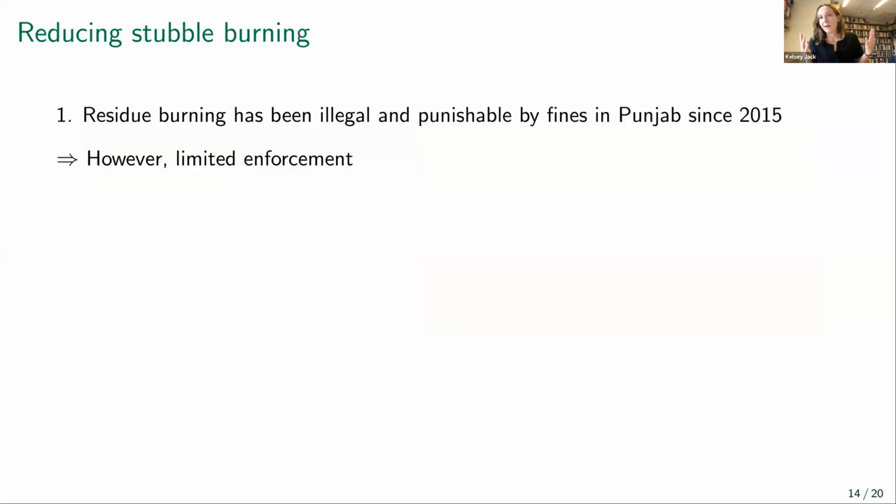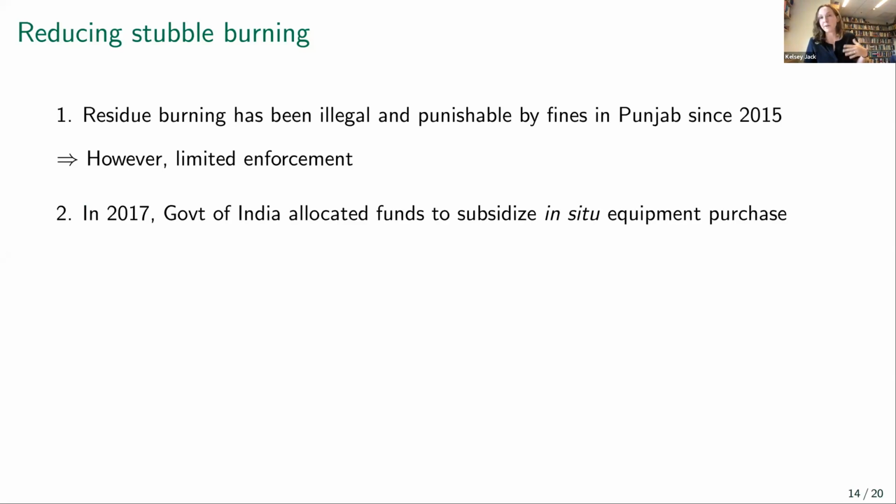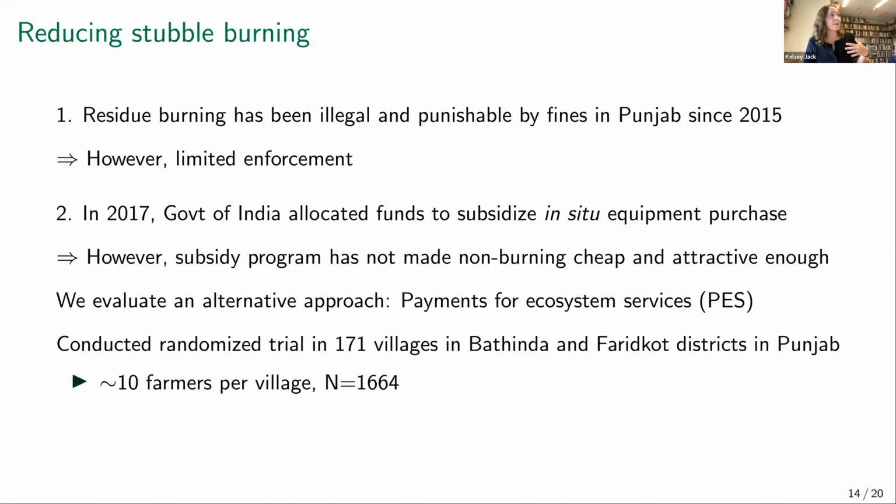This is a topic that the Indian government has tried to address for quite a long time. There are bans, there are subsidies for different alternatives to burning. For the most part, these approaches really haven't been terribly effective. And so what we wanted to do in this project is evaluate an alternative, which is a payments for ecosystem services type of approach, basically trying to subsidize, realizing that from the farmer's perspective, it is costly to do something other than burn. And so can we make them whole again? Can we compensate them for those costs? And at the same time, create incentives to do something that reduces this negative environmental externality.